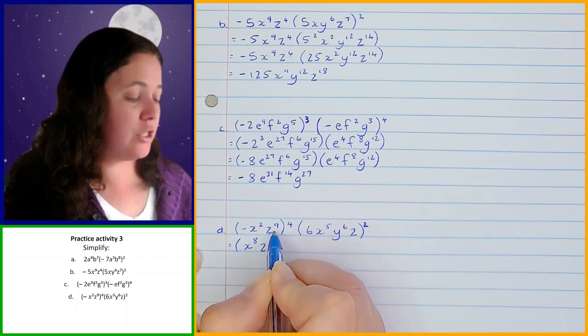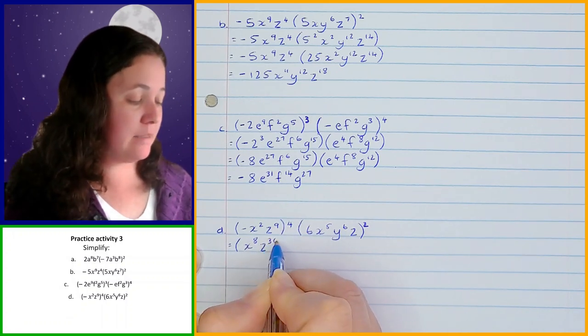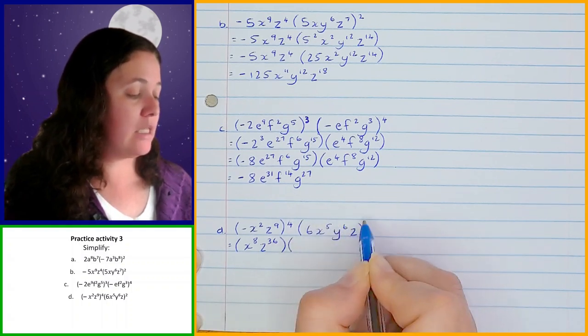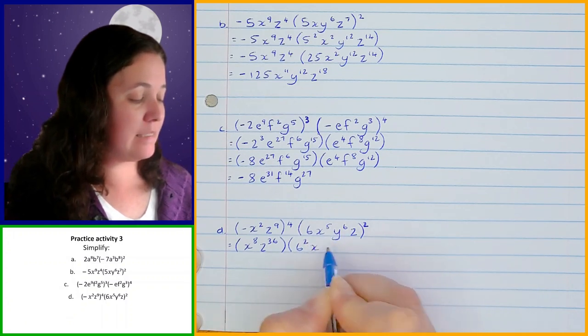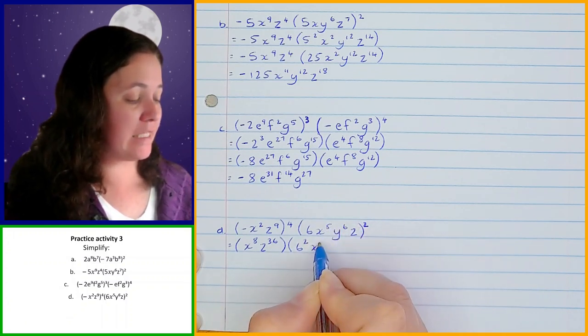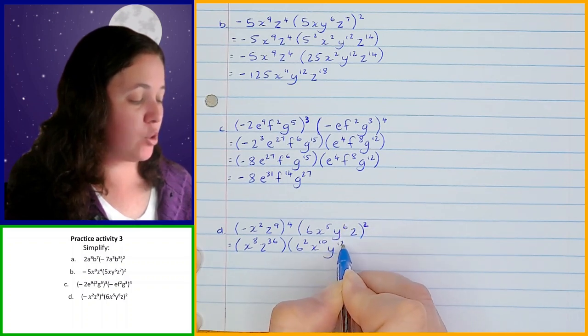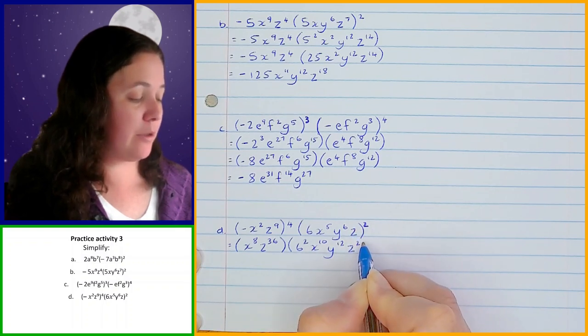And then z to the power of 9 to the power of 4 is 9 times 4 is 36. That's z to the power of 36. Then over here, I've got 6 to the power of 1 times 2 is 6 to the power of 2. Then x to the power of 5 times 2 is x to the power of 10. And then y to the power of 6 times 2 is y to the power of 12. And then z to the power of 1 times 2 is z to the power of 2.